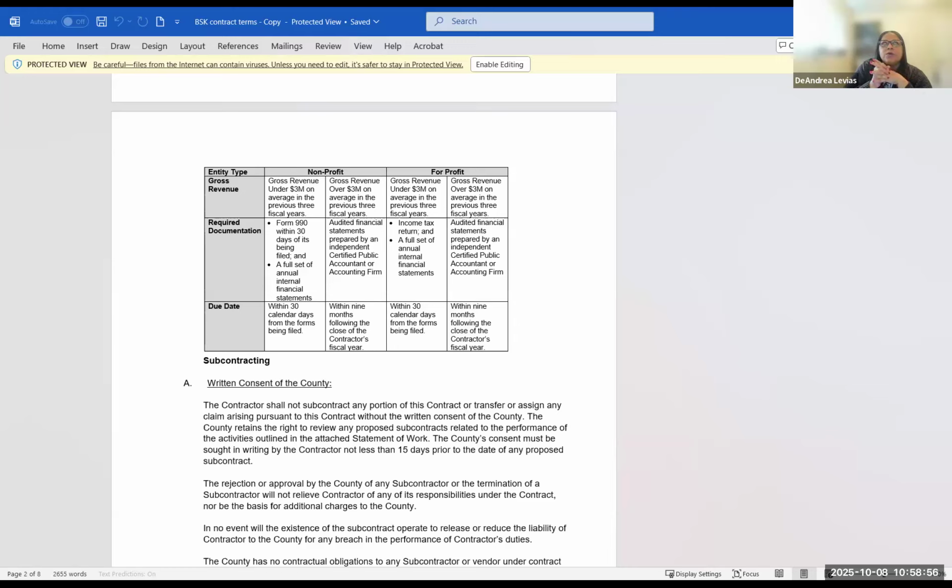I know recently I had a number of clients that had not been doing this, and the county reached out and reminded them that they needed to fulfill this contract requirement. And then we had to provide that information. So just be mindful again of these requirements.